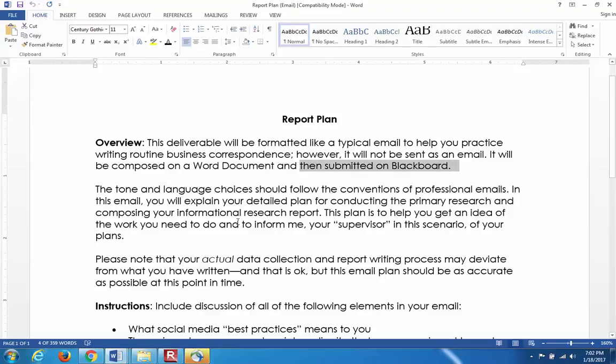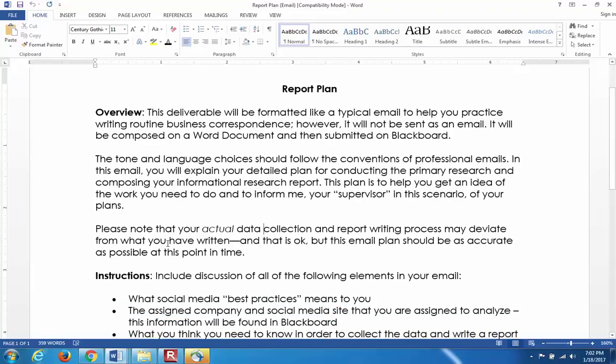So please do not email me. Please follow the directions in the prompt. All right? And the tone and language choices should follow the convention of professional emails. And you're basically going to tell me your plan for how you're going to do the report. Okay? And you may end up doing something a little bit different, and that's okay. But you should try to make this informational plan as accurate as you can.